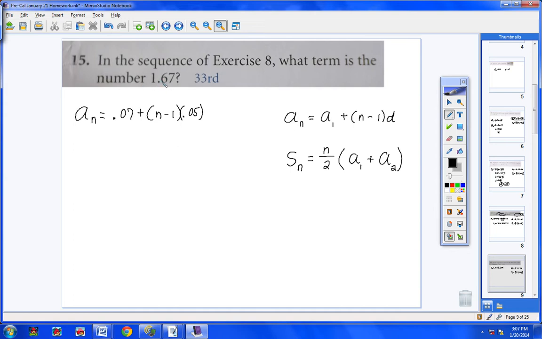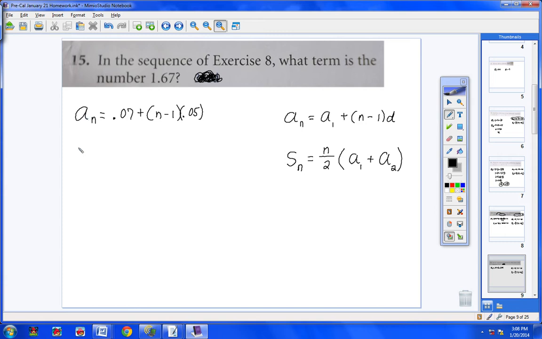What term is 1.67? Okay, now be careful. Listen to me, and I'll explain this well. If they said to you, find the 33rd term, then where n is, you would put 33 like we did for the past 2 or 3 problems, and you would find the 33rd term. However, pretend you don't know what the answer is. They're not asking you to find what the 33rd term is. They're saying one of the terms is 1.67. Find what term that is.